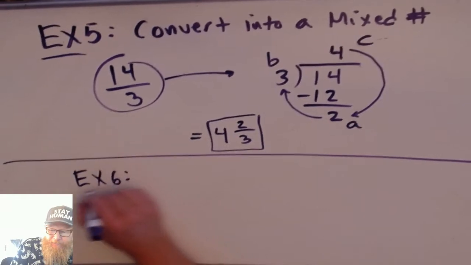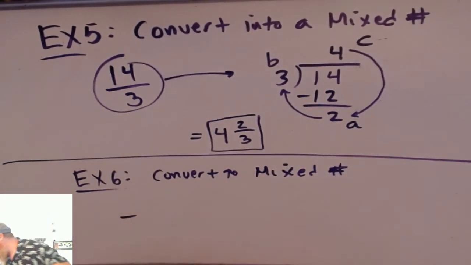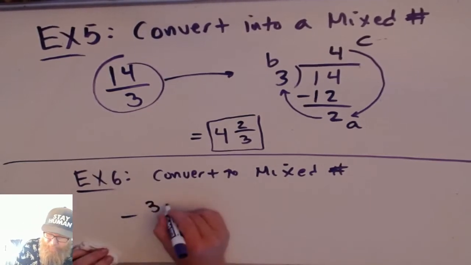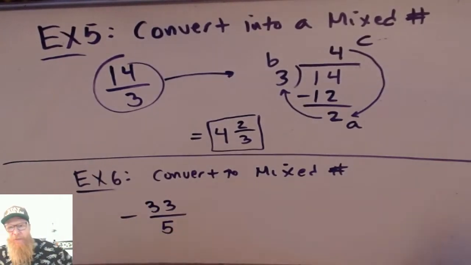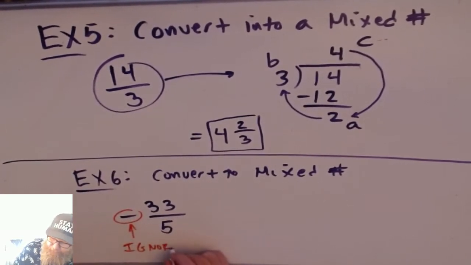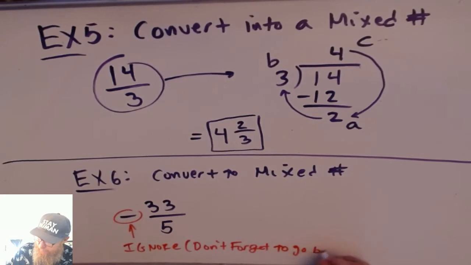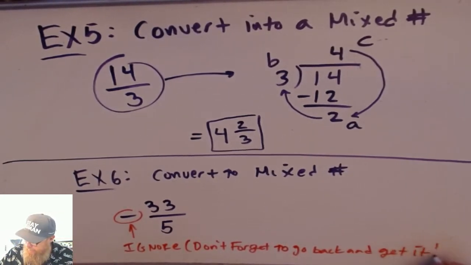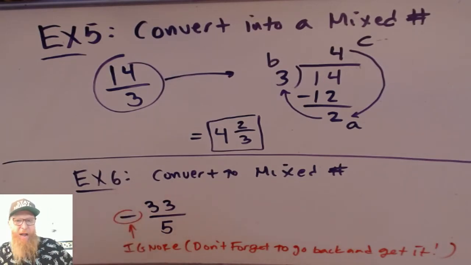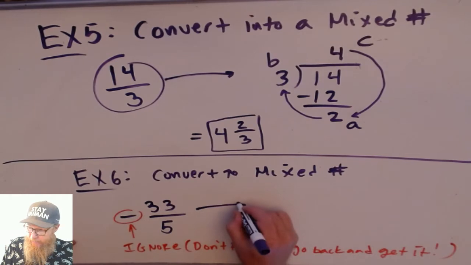With a negative number, ignore the negative. But don't forget to go back and pick it up. Sometimes when I tell students to ignore something, they just ignore it, and I'm the same way, I just kind of never go back and pick it up again. But you do not want to put that negative sign into this procedure. It screws up the value. So you want to just use your long division.